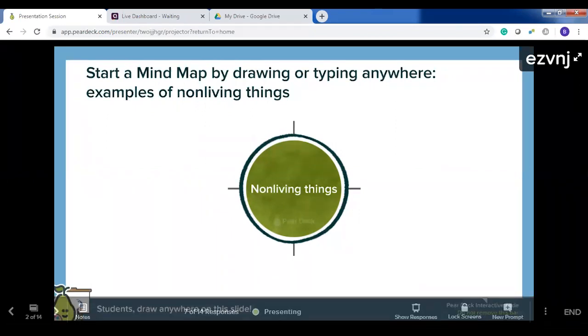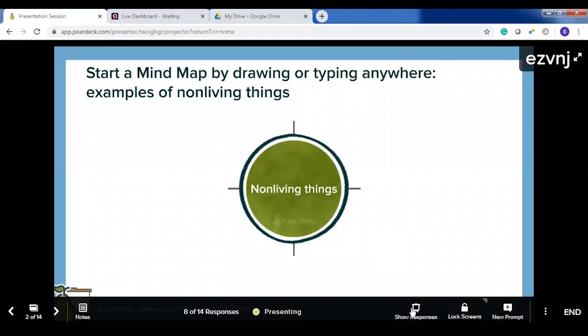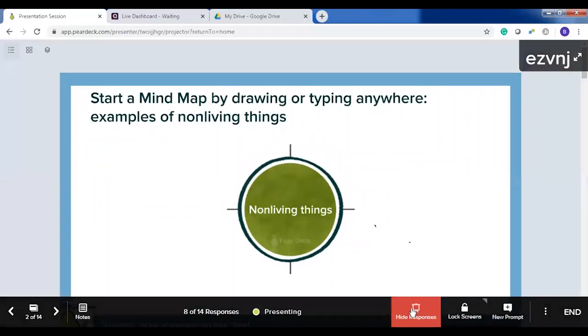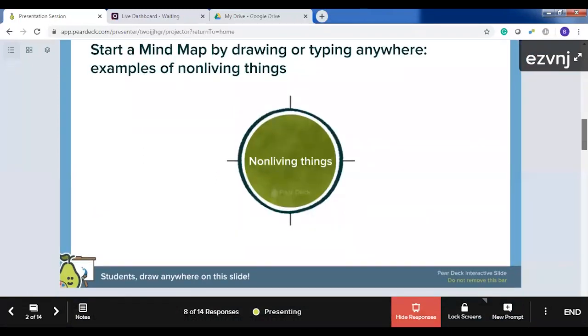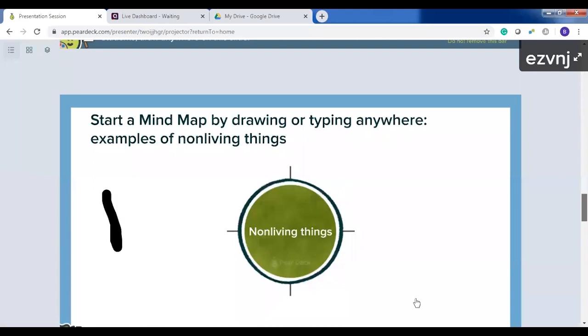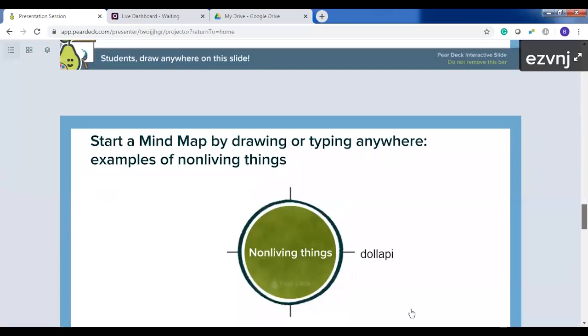Just click on this page and you can write or type. Non-living things. Non-living things. So rocks, table, rock. Just write it, okay? Pencil.